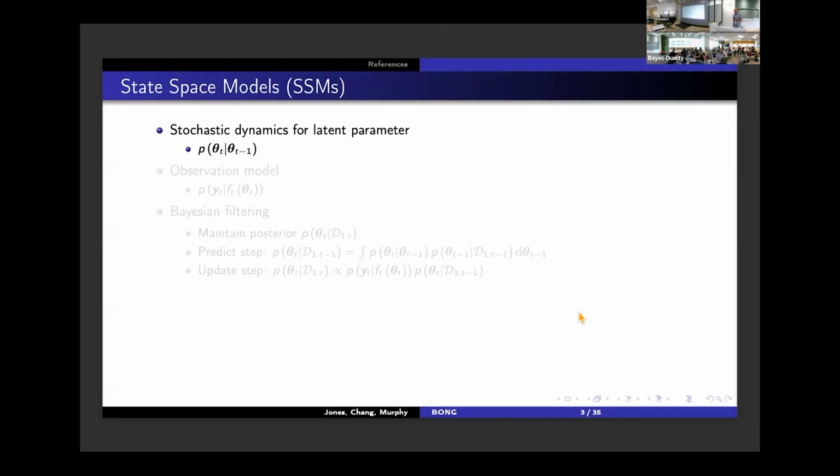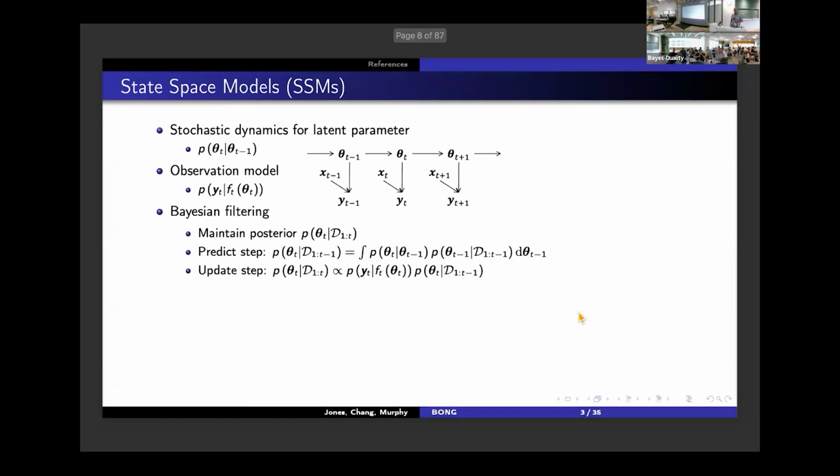A common framework for doing online learning, from a Bayesian standpoint at least, is state space models, where you assume that there's some true latent state, theta, that evolves over time according to some dynamics. Then you also have some observation models, so the graphical model looks like this. And then from a Bayesian standpoint, what you want to do is Bayesian filtering, where you maintain a posterior over the current state as a function of all previous data.